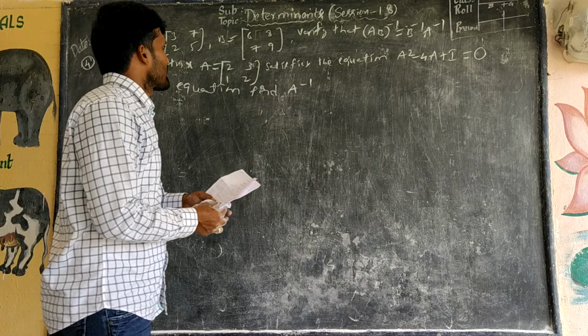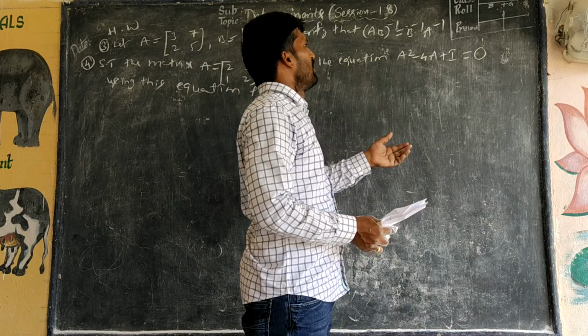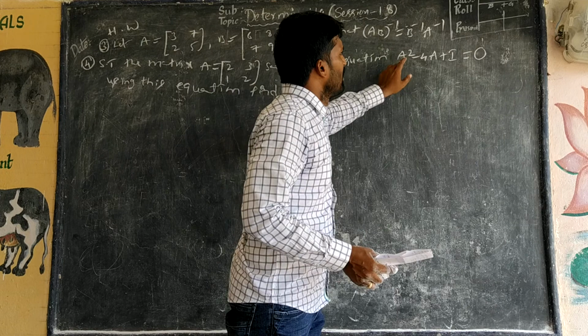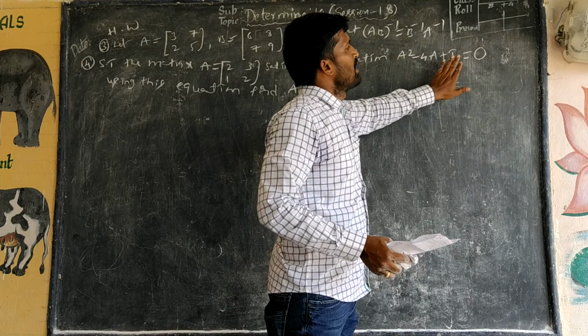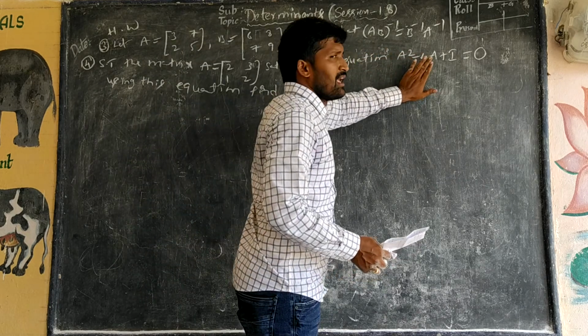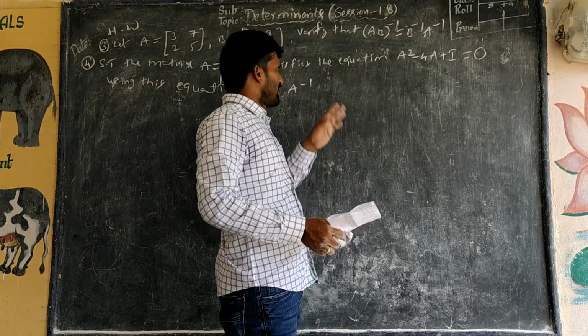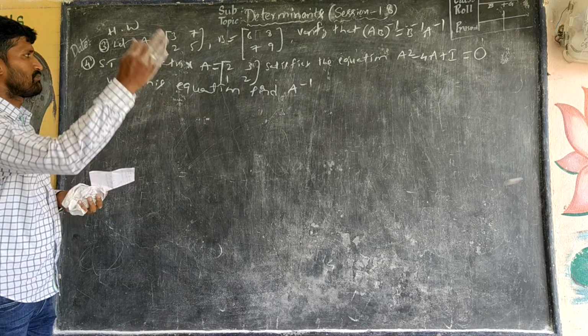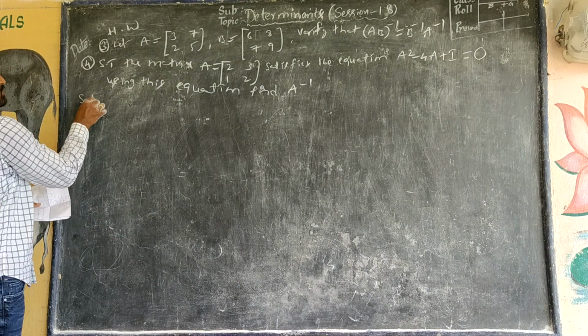First we need to check whether this matrix A satisfies this equation or not. For that, we just need to find A square. Substituting all the parameters, we need to get the 0 matrix. And finally, from this equation we need to find A inverse, not by using the formula. Now come to the solution.